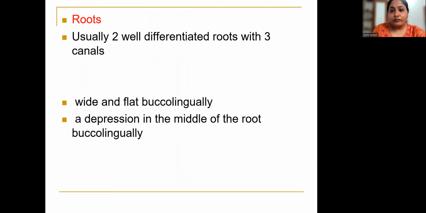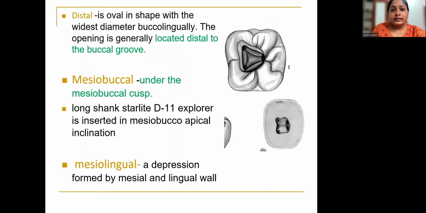So usually it is 2 well-differentiated roots with 3 canals, the most common configuration present in mandibular first molar. The canals are wide and flat buccolingually. The distal canal is oval in shape with the widest diameter buccolingually, and compared to all the canals, this is the largest canal. The opening is generally located just distal to the buccal groove. The whole access cavity is present in the mesial half of the tooth. If you prepare an access cavity like you can see in the picture, you will get access to all the canals up to the apex.